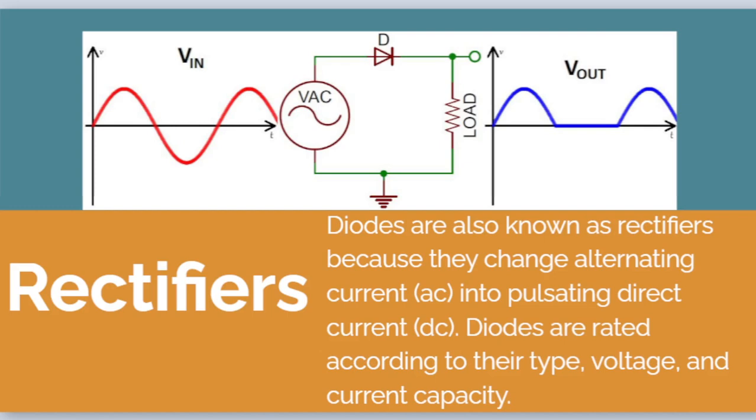So also the diodes are rated according to their type. The difference between the types of diodes is voltage and current capacity.